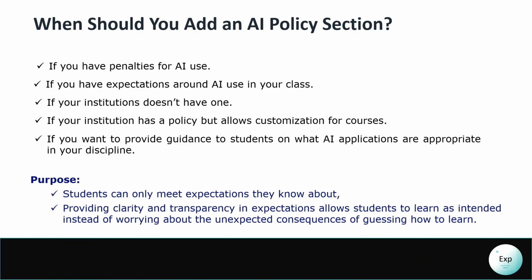The purpose is that students can only meet expectations that they know about. And if you provide clarity and transparency in your expectations, that allows students to learn as intended instead of worrying about the unexpected consequences of guessing how to learn. And that includes with AI or without.